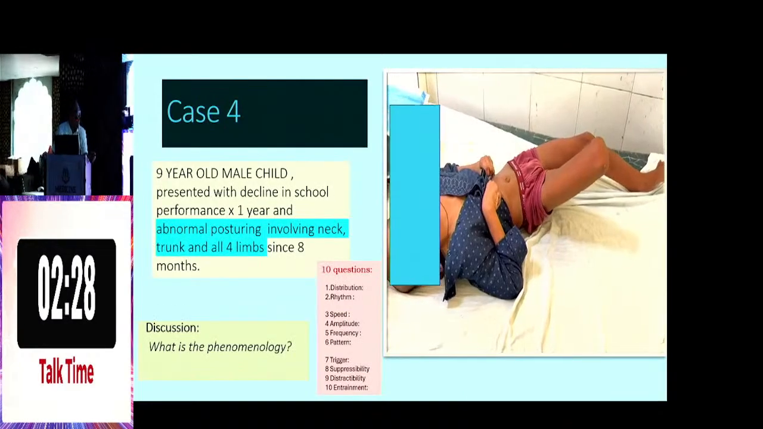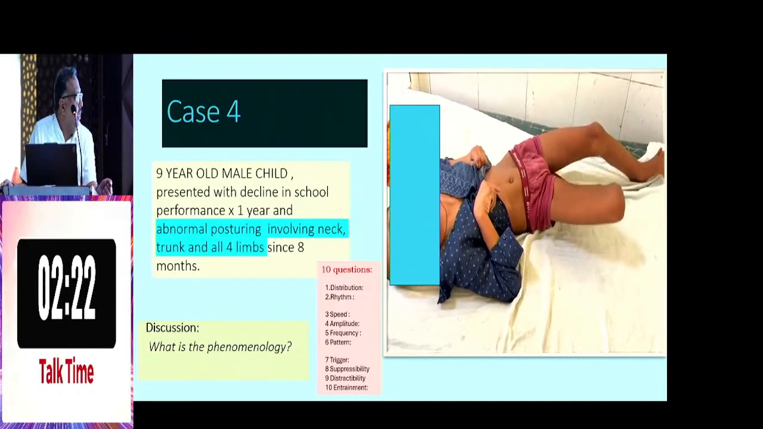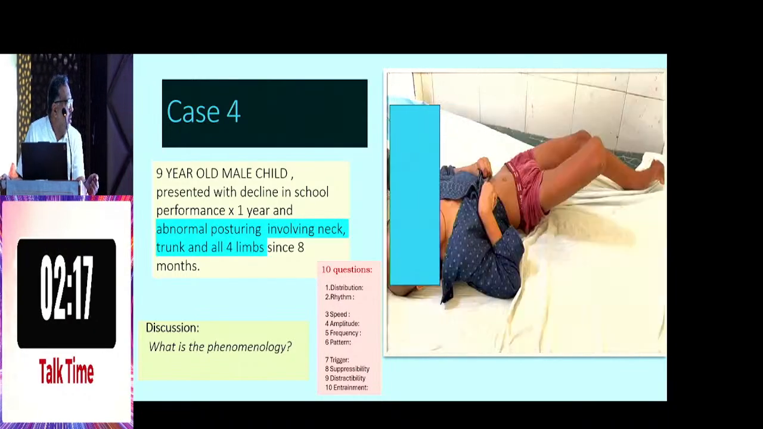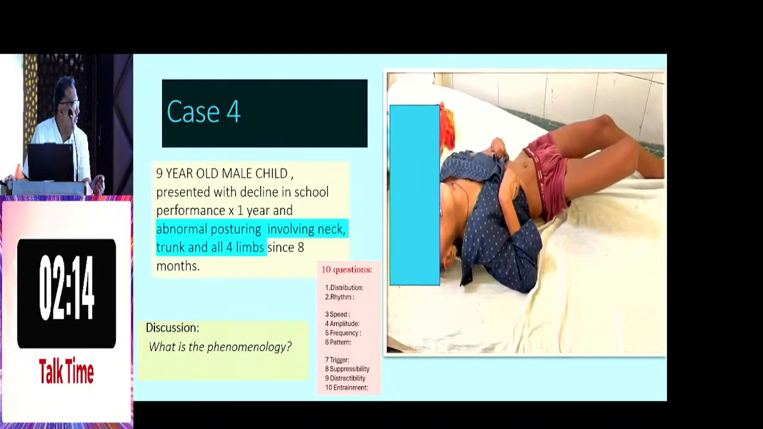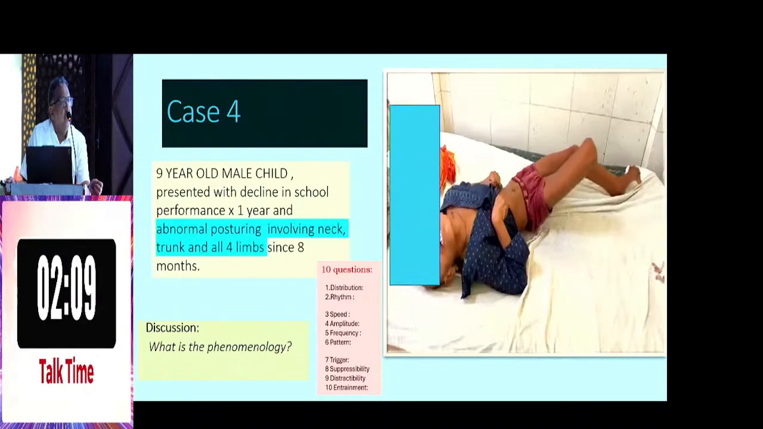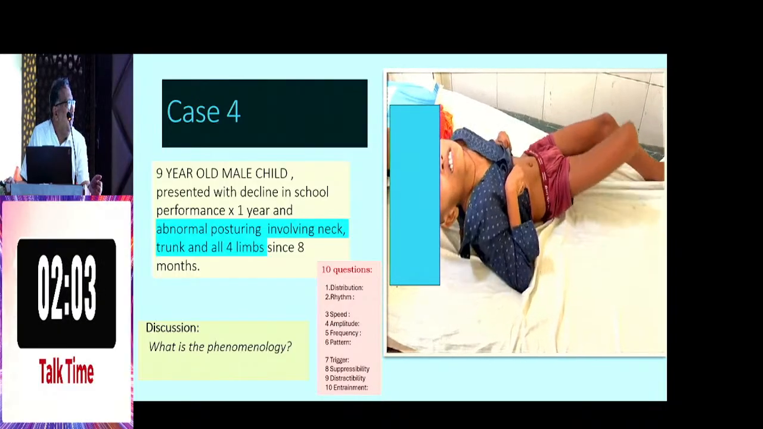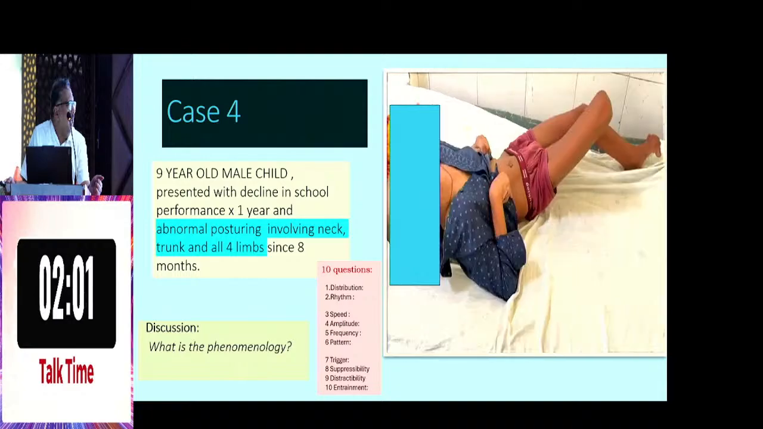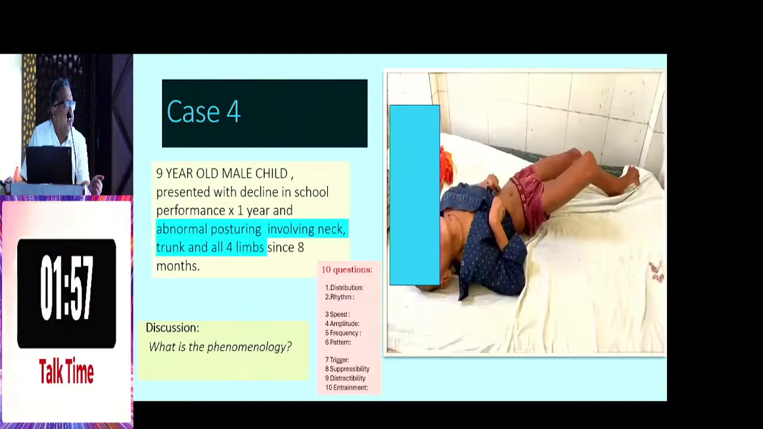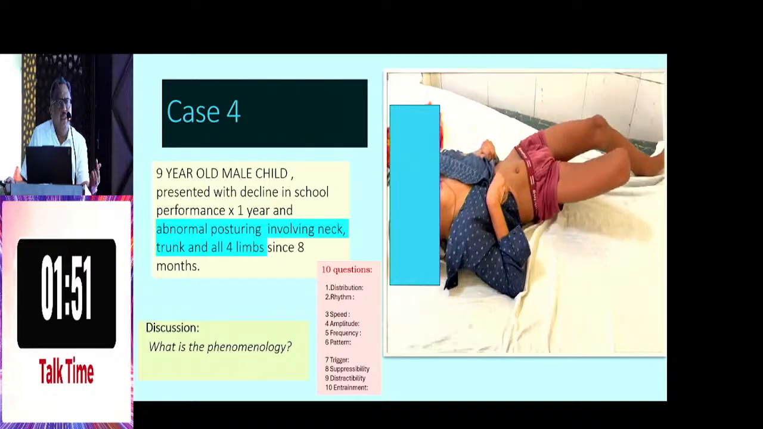Next. This is another case of hyperkinetic movement disorder. A 9-year-old male child presented with decline in school performance since 1 year and abnormal posturing involving the neck, trunk and all 4 limbs since 8 months. Distribution, generalized. Rhythm, arrhythmic. Speed, slow. Pattern movement. This is a mixed movement, not a single movement. 2 movements are occurring.